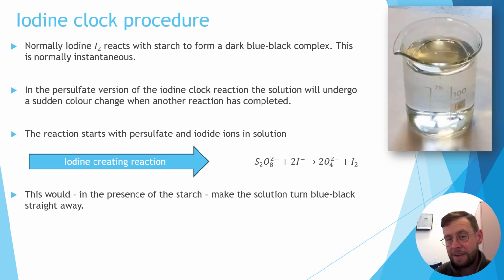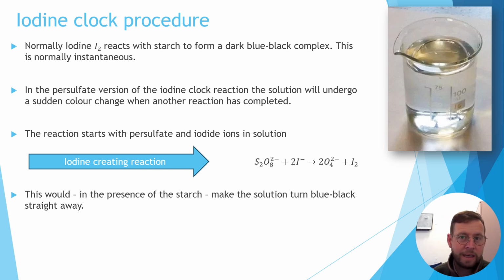Now, perhaps the most famous clock reaction is the iodine clock. And we're going to talk through an example here. It's the persulfate version if you want to look this up somewhere else. But how this basically works is we have some colourless liquids that eventually turn a bluish black. To my eyes, it looks black, but it's often described as a blue complex.